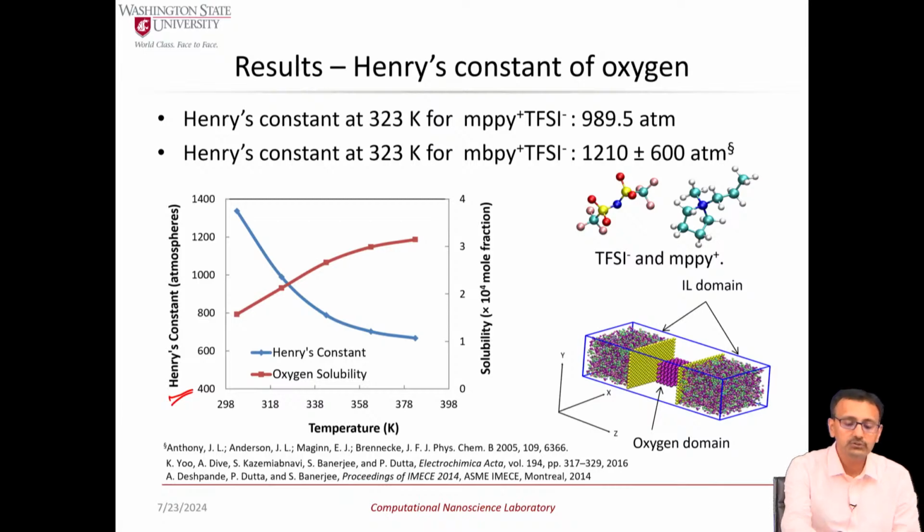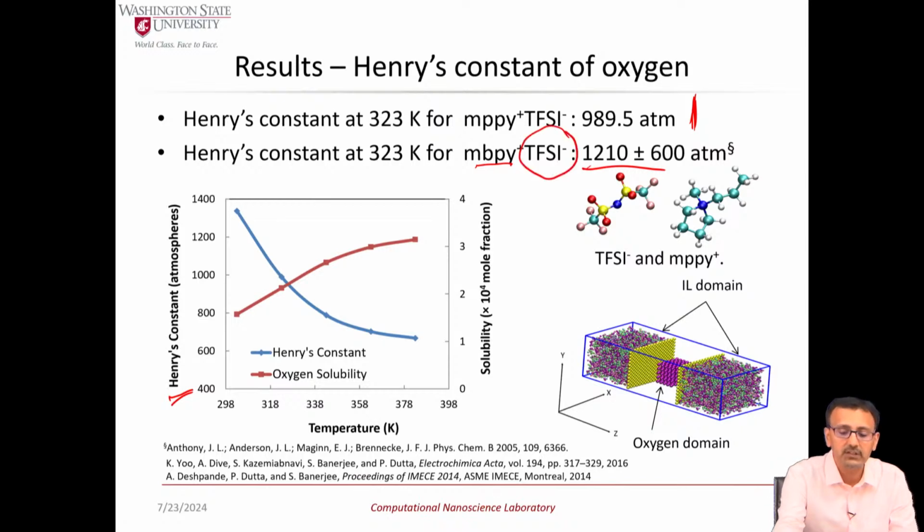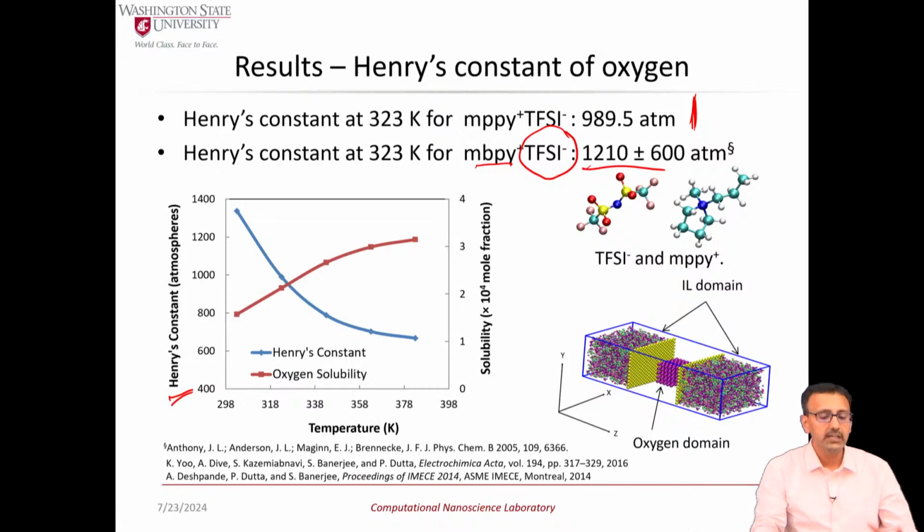So, the blue curve shows the Henry's constant, but before we look at the Henry's constant for oxygen in this particular ionic liquid, we have to validate our model. In this case, like I said, there weren't many experimental data available, but at 323 Kelvin there was some experimental measurement available for what is known as methyl butyl pyrrolidinium based ionic liquid, that is the cation, and the same anion as the one we are looking at, TFSI. So, it just means instead of the propyl in the side chain, instead of having 3 carbon atoms, it is a butyl chain. So, they have 4 carbon atoms. That should not really change the measured solubility by a significant amount.